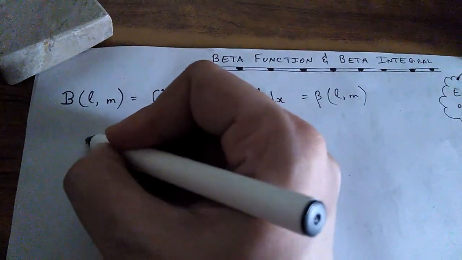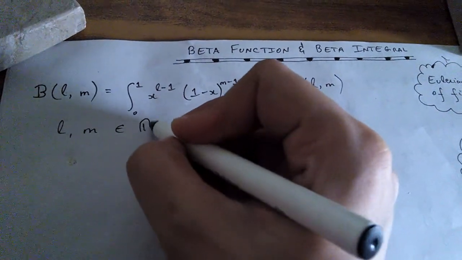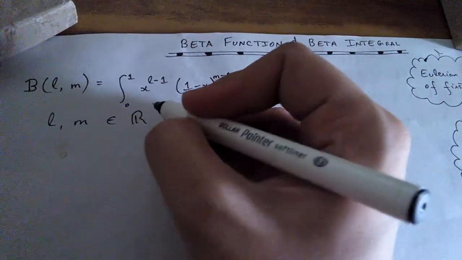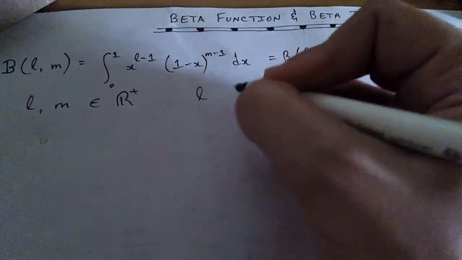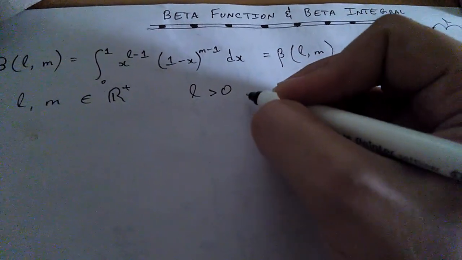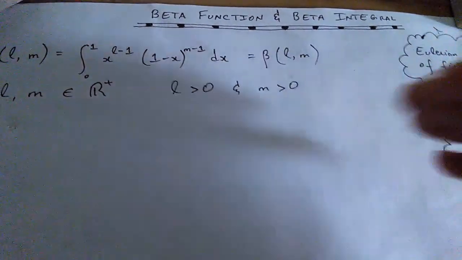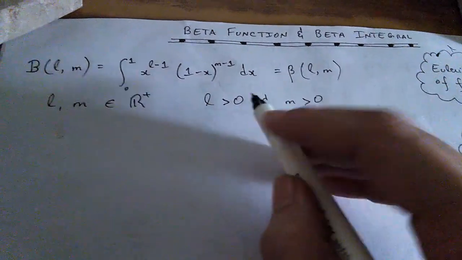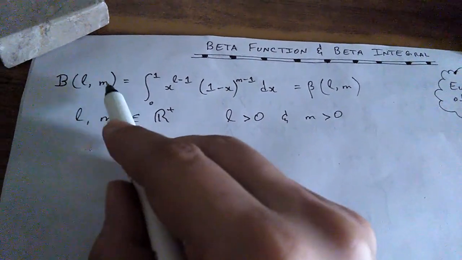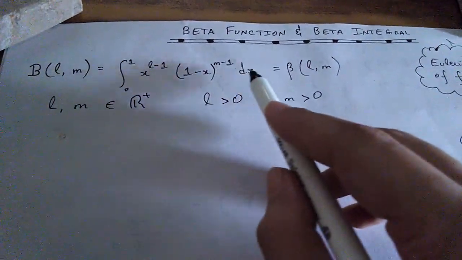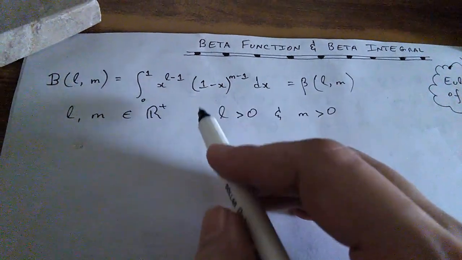Make sure that your L and M, let me write over here, belong to the real numbers, and they should be positive. A positive real number means, in other words, that L and M should be greater than 0. Alright, so the beta function of these two positive real numbers is expressed by means of the Eulerian integral of the first kind that you call the beta integral.